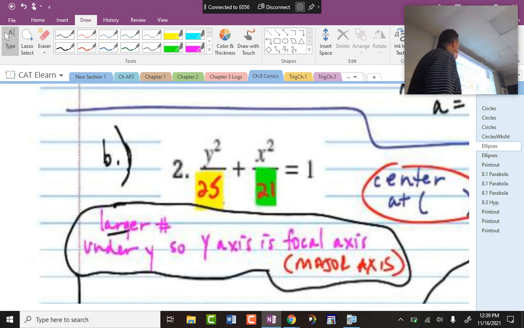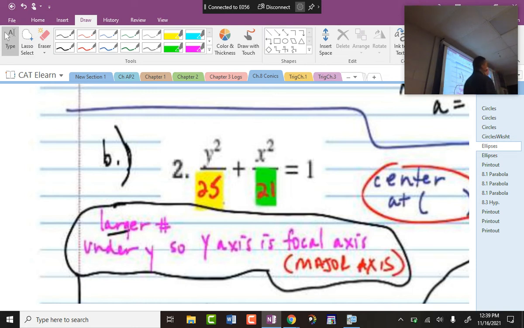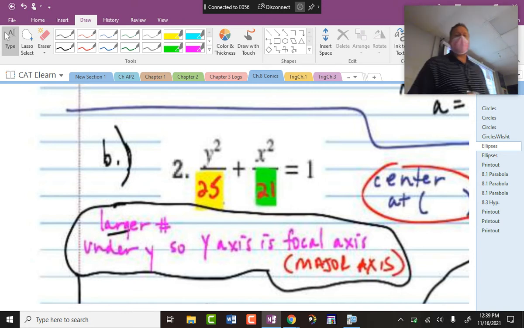In some different teachers' writing, the larger number is under y. So the y-axis is the major axis. The tacks would be like this. I would have put them like this on the board, then one ellipse up, down. What I would have to do is put the tacks like this, and then you would have a tall, skinny one. That would be the construction of it.